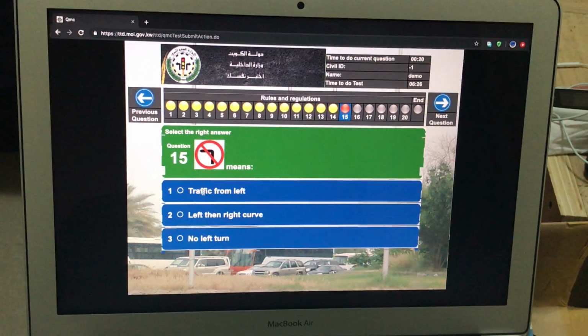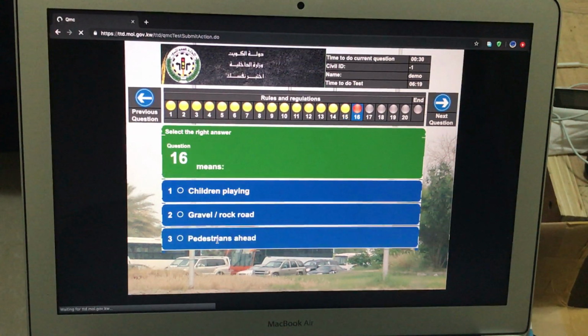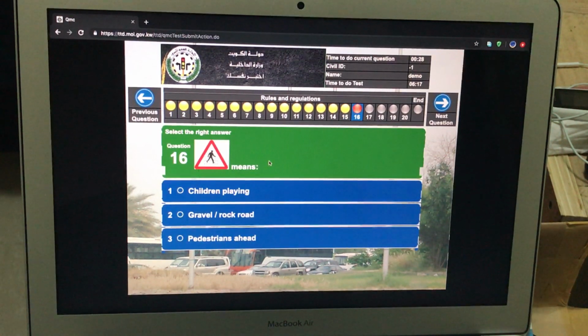Traffic from left, no; left then right curve, no. No left turn, this is the correct answer, no left turn. Then the 16th question is, one triangle in red and one man is walking. So children playing, no. Gravel rock road, no. Pedestrian ahead, so this one is pedestrian ahead.